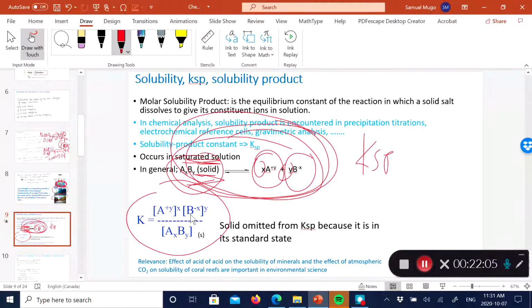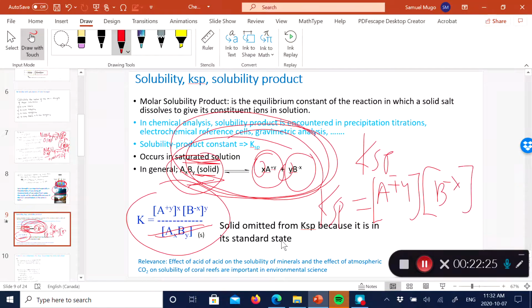However, because the reactant here is a solid in its standard state, we often neglect the denominator. So in essence, the KSP is equal to just the products. So we neglect the reactant.